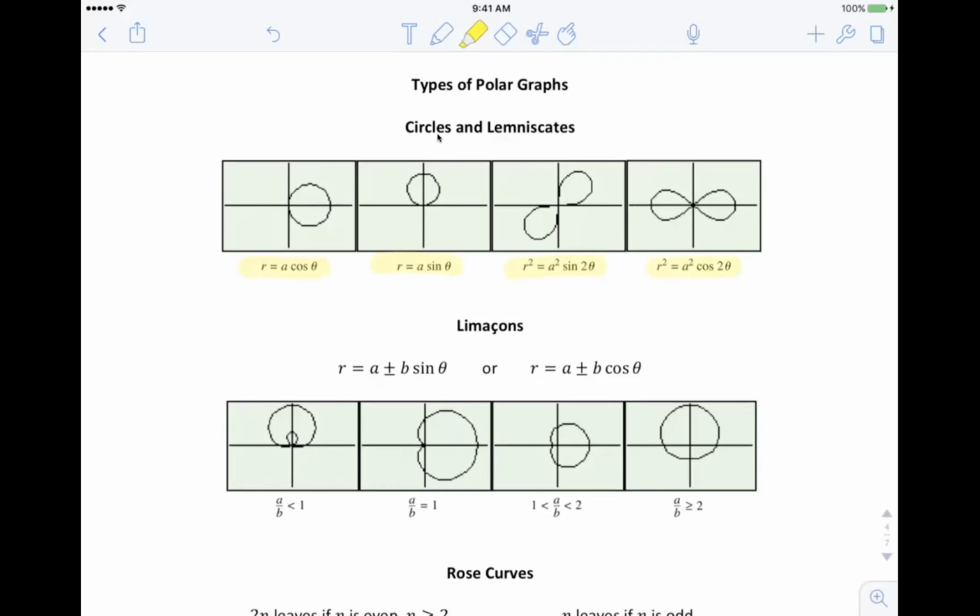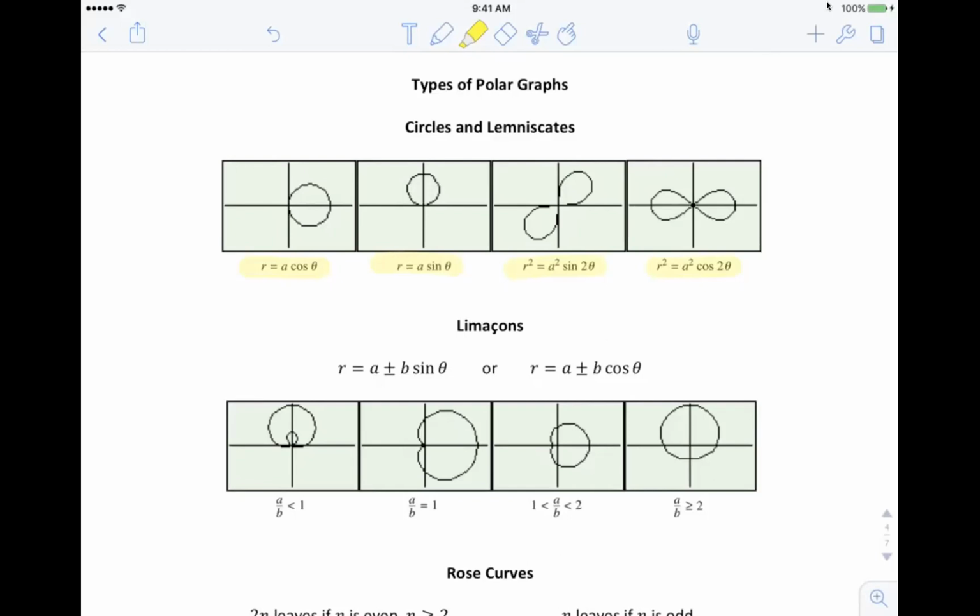So the first type, we're going to look at circles and lemniscates. I always have a hard time pronouncing that one. So I did bring up a YouTube pronunciation. Lemniscate. That's how you pronounce it. Okay, so there you go. That's a professional pronouncing it. And those are like figure eights. That's an easier one for me to say.